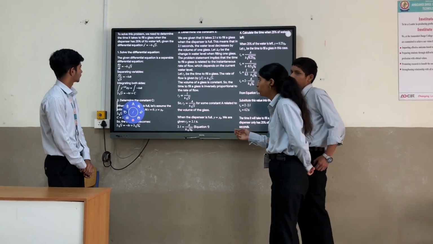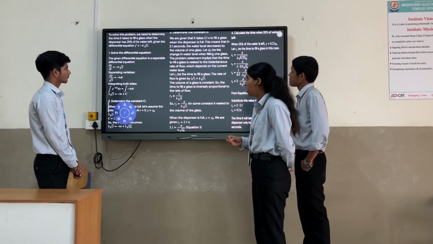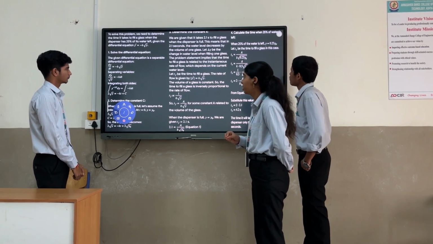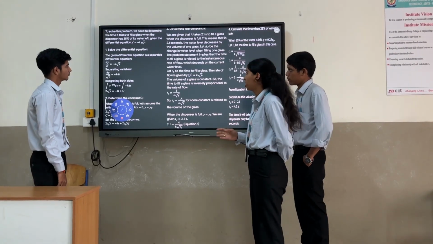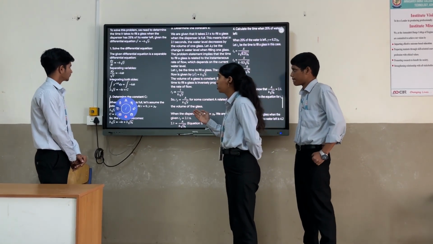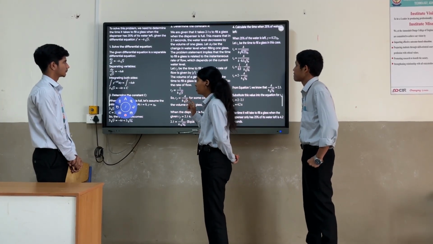This is our problem. To solve it, we need to determine the time it takes to fill the glass when the dispenser has 25% of its water left. Given the differential equation y dash is equal to minus k root y, this is a separable differential equation.